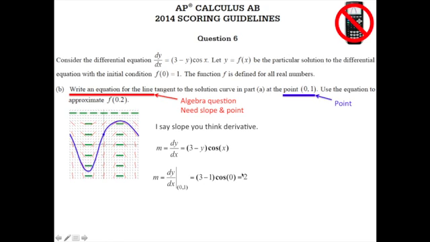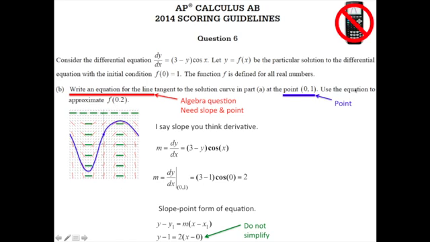Now we have a point, and now we have our slope. We can put that into the point-slope form of the equation. So we have y minus 1 equals 2 times (x minus 0). Don't simplify it, you're done. That is the equation for that line.